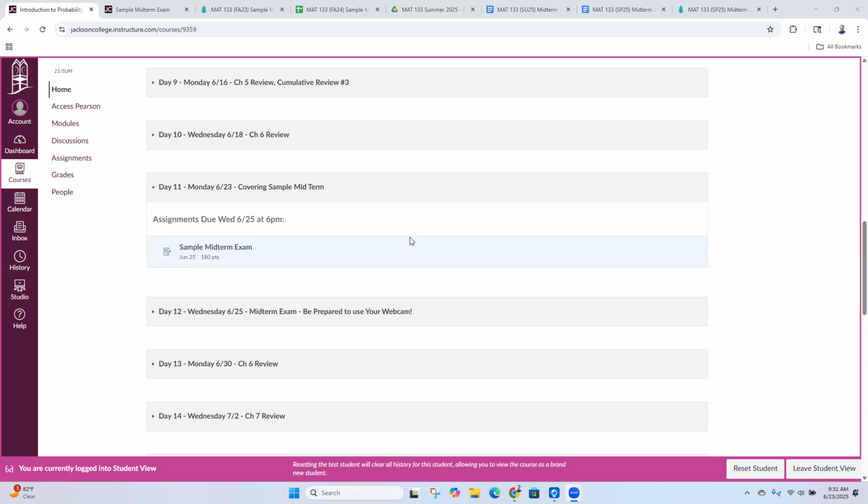Anyway, today we are going to go over the sample midterm, and I want to make sure you get all your questions answered before the exam. For those of you taking it with me on Wednesday, I need to be able to see your screen during the entire exam. So you're going to need a webcam or your phone where I can see your screen and your workspace, so I can see you're not on your phone. I need to be able to see you.